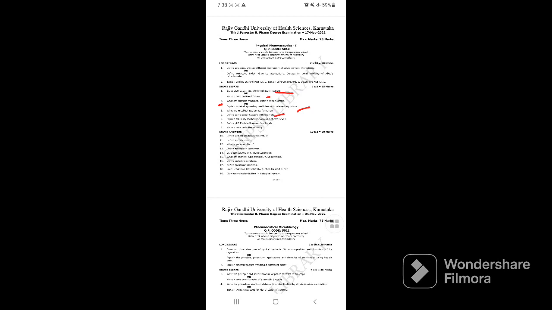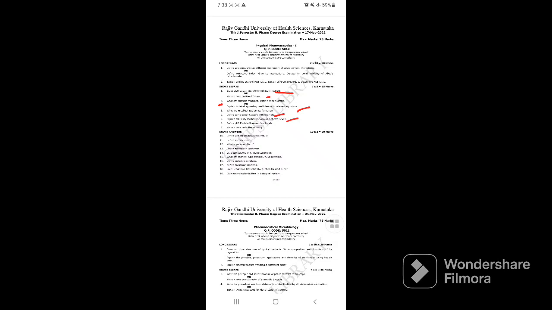Then define complexes, classify with example. Very important question, asked many times. You can write this complexes. Then explain solubility method for analysis of the complex. This particular question they ask: solubility method, pH method. Different methods are there to analyze the complexes. Here they ask solubility method.